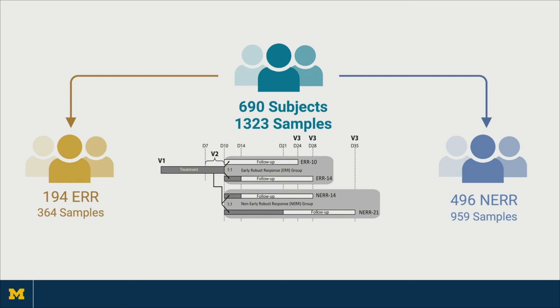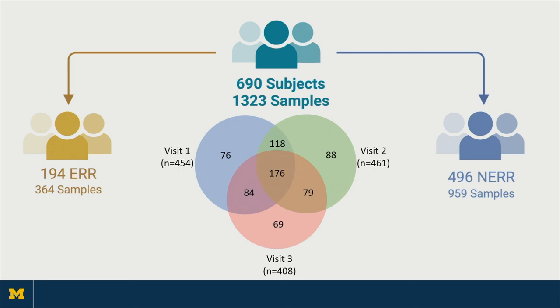So for our analysis from the larger STOP cohort, we obtained sputum samples from 690 subjects, of just over 1,300 samples to be analyzed. Breaking this down a little bit further by visit, you can see visit one, visit two, visit three. Unfortunately, we couldn't get a sample from every visit from every person. We were able to get 176, though, from all three visits, and you can see the breakdown thereafter. So fairly well distributed across the three visits and a fairly rich cohort.